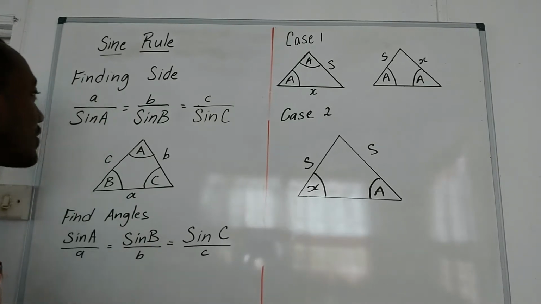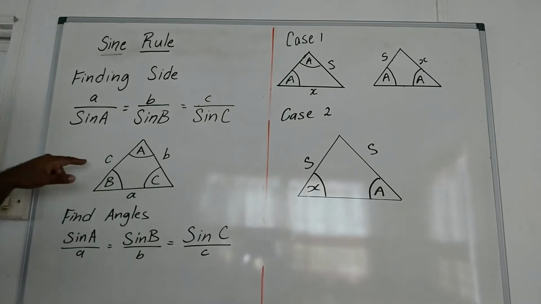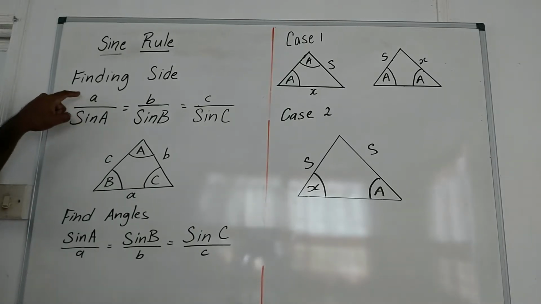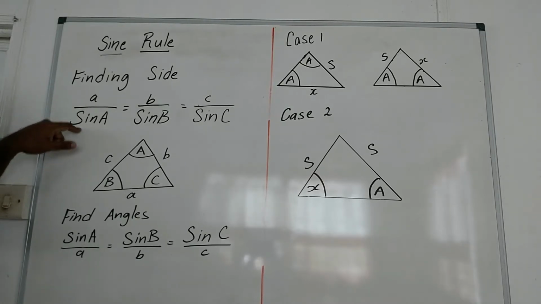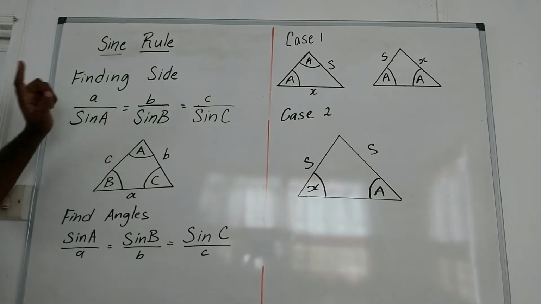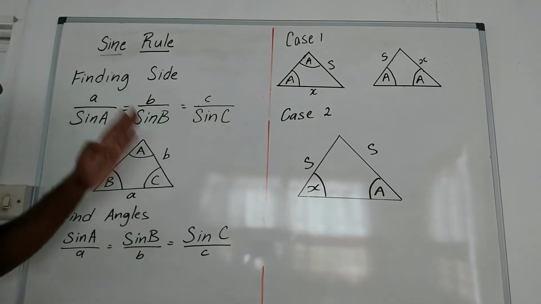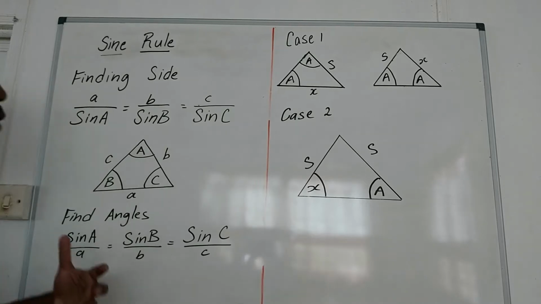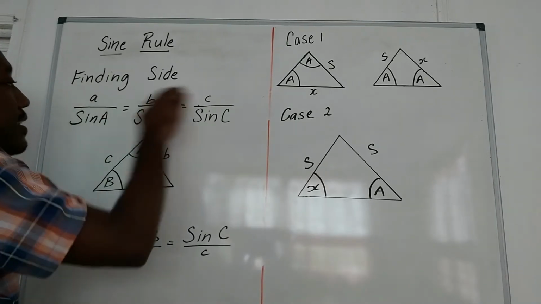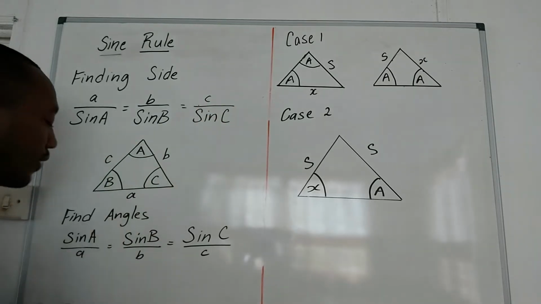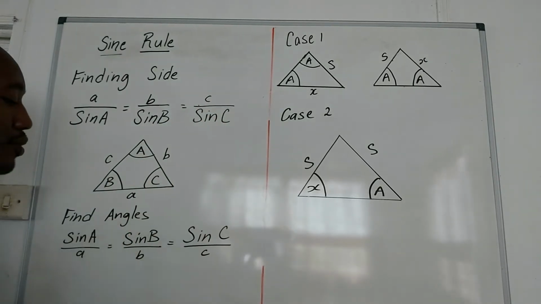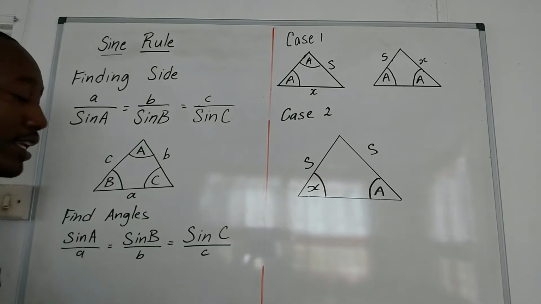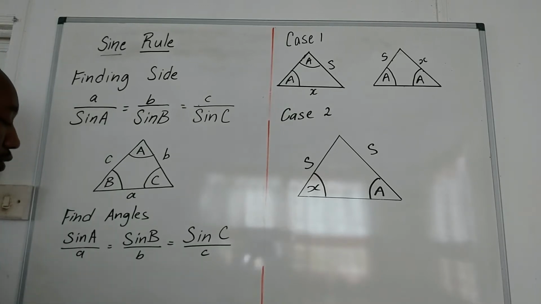So the sine rule is saying, if I have a triangle and I divide a side by the sine of the angle opposite it, it will be equal to another side divided by the sine of the angle opposite it. When we find a side, I would suggest putting the sides at the top. When we find the angles, put the angles at the top, so it will be easier for us to transpose when we have to do so.